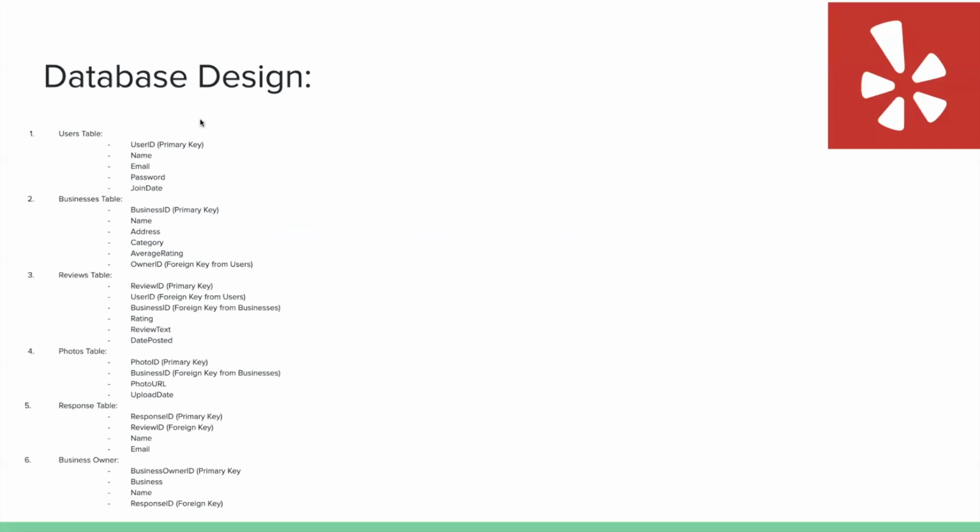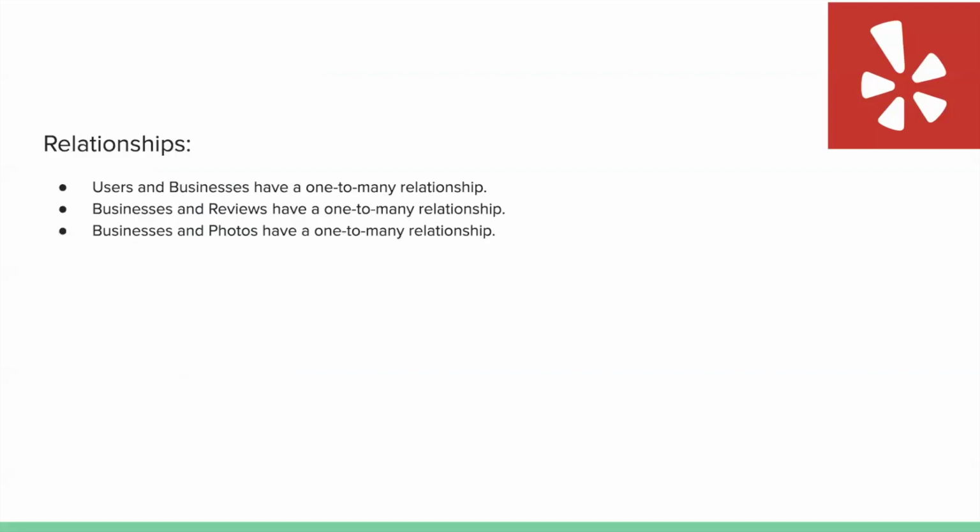And this is the database design from the ERD with each table listed below, starting with the users table, business table, reviews table, photos table, response, and business owner tables. And the relationships from that, we have users and businesses have a one-to-many relationship. The business and reviews have a one-to-many relationship. And the businesses and photos have a one-to-many relationship.